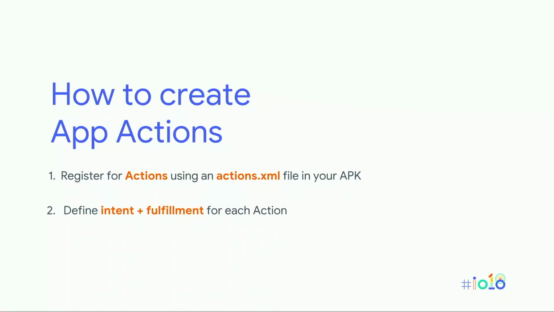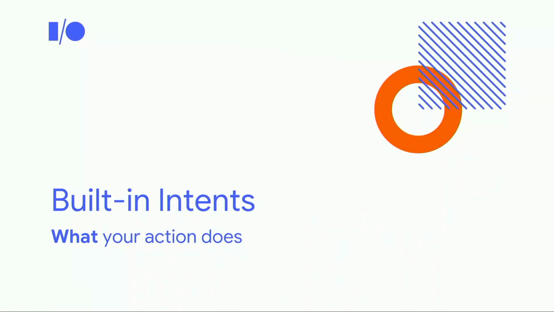And this is the central place for all of the actions that your Android app can support. There are two key pieces of information that you'll need to provide for each action, and that is the intent and the fulfillment, which describes the what and the how of your actions. So let's dive deeper into some of these concepts, and we'll start with built-in intents, which is how you indicate what your action does. My team at Google has built and published a catalog of built-in intents, and as Krishna mentioned, this is one of the core foundational elements of app actions.